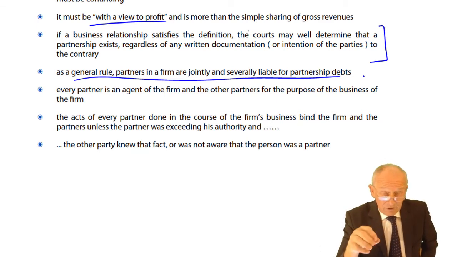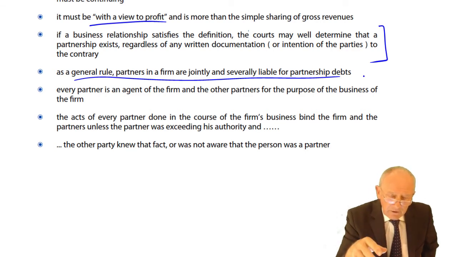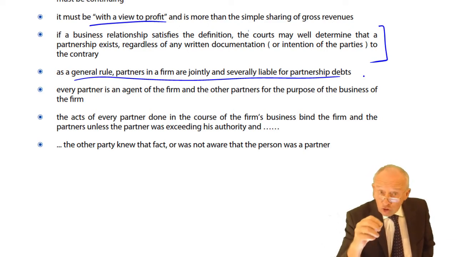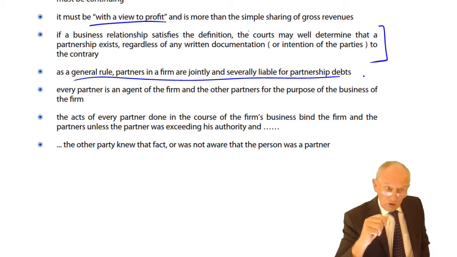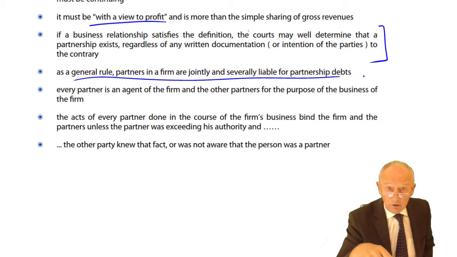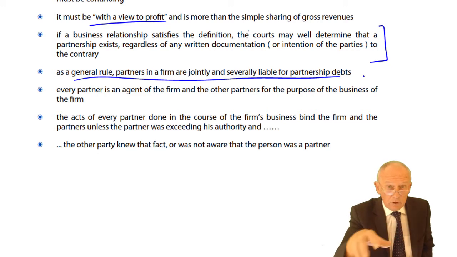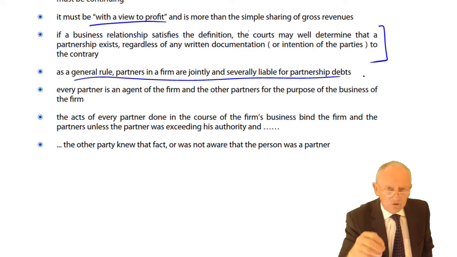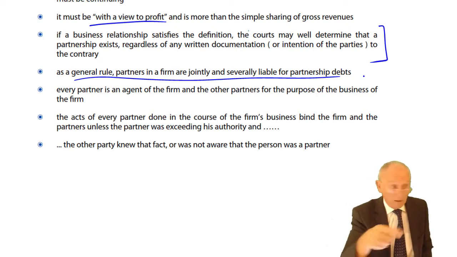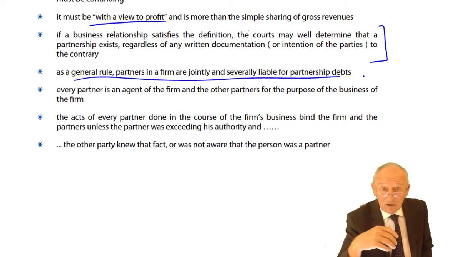A partner is an agent of the firm and their partners for the purpose of the business of the firm. The acts of every partner carried out in the firm's business bind the firm and the partners. So if I carry out an act on behalf of the firm, and as a result of that action, substantial losses are incurred, it's not me that has to stand those losses. It's you and the other partners. We're all of us jointly and severally liable for the losses that are incurred by me and by you and by all these others that are members of our firm.